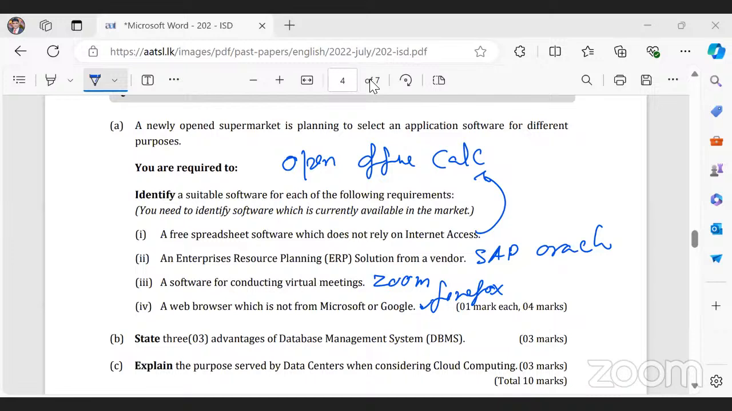So what about Yahoo? Yahoo is not a web browser. That is a search engine, dear. Don't write Yahoo. Yahoo is a website. That is a search engine. Got it?